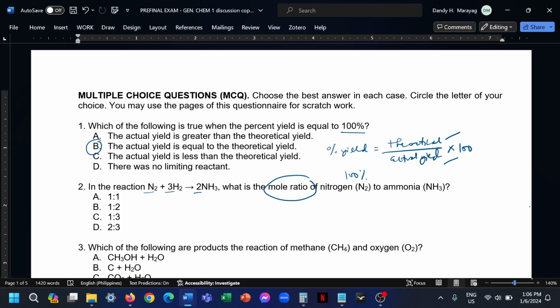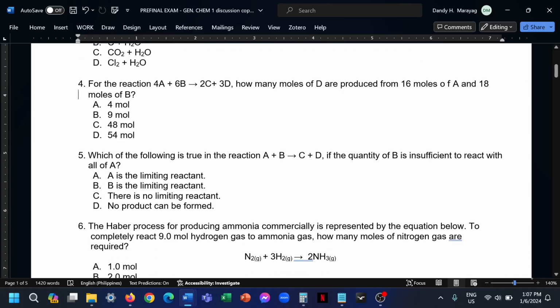Again, the coefficients are the number before the different formulas in this equation. So here again, for nitrogen gas, that is 1, and then for ammonia, that is 2. So the ratio here is 1 to 2. For every 1 N2, we have 2 NH3. So the ratio here is letter B, 1 to 2. Next, number 3.